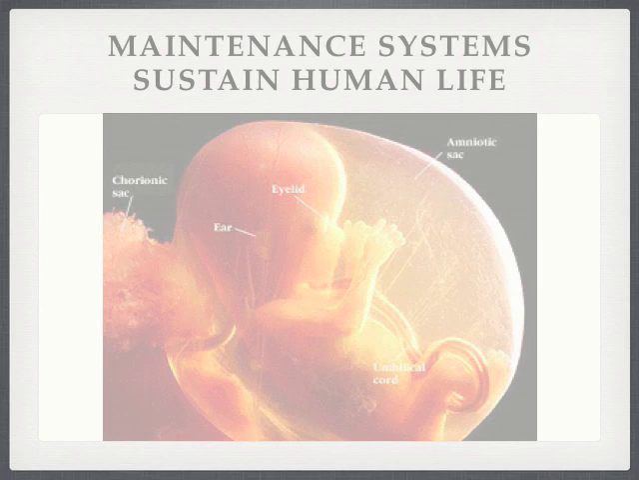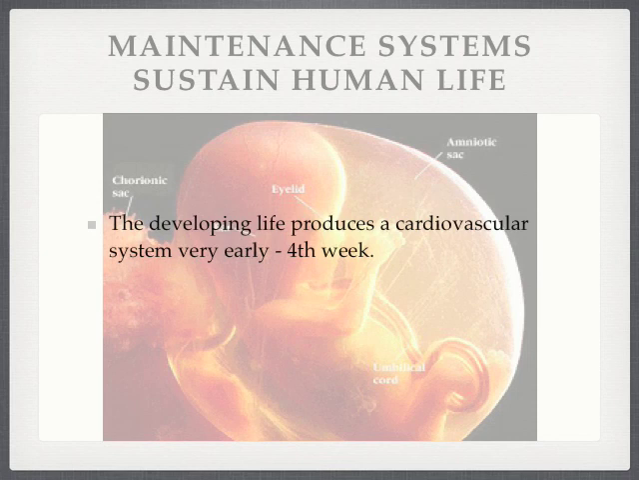Now you know that the maintenance systems, these 4 systems we've been talking about, really we've talked about 1, we've mentioned the other 3. We're going to talk more about the other 3 later. But these maintenance systems are the ones that sustain the cellular life. The cardiovascular system develops very early in development. About the 4th week, you've got a twisted tube that's beginning to pulse and is getting ready to pump blood.